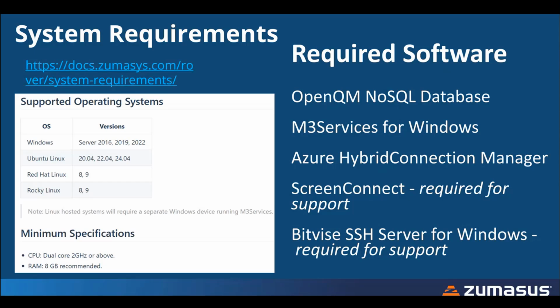One of the things that you may notice here is we do include a few pieces of software such as Screen Connect and Bitwise. The reason we include that is you may have been contacted by someone from our implementations team on switching over to this software in order to support your on-premise system. The reason for that is it makes it a lot easier for our team to be able to support the product and any issues that you may have.